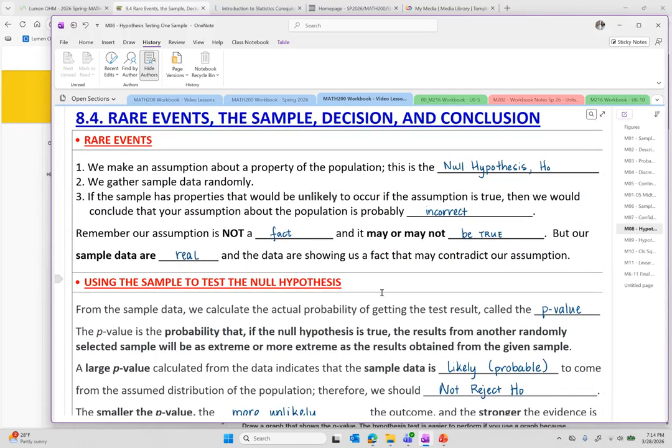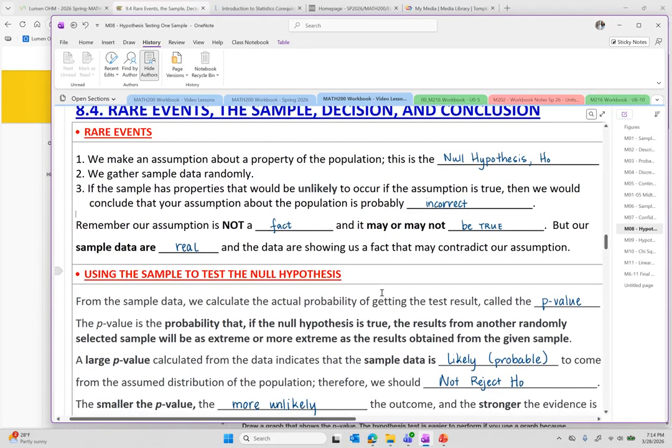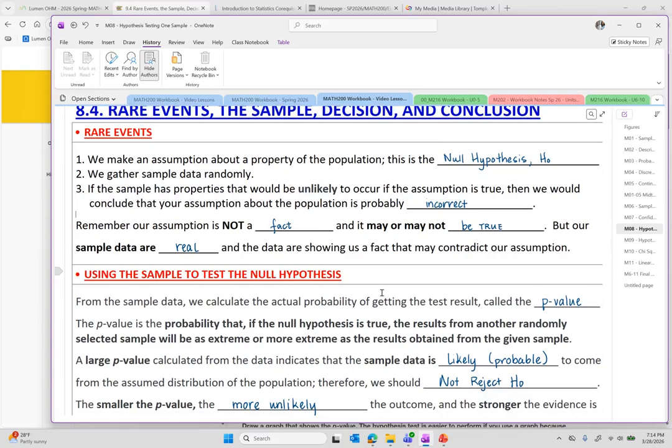Now remember that the null hypothesis is not a fact, and we don't know if it is true or false. But the data we collect from the sample is real, and the data are showing a fact that may contradict the assumption. So how do we determine if the data is real? We collect the sample data and compare it to what the expectation is for the population based on the null hypothesis. This is called the p-value, the probability of getting this sample out of the theoretical population.